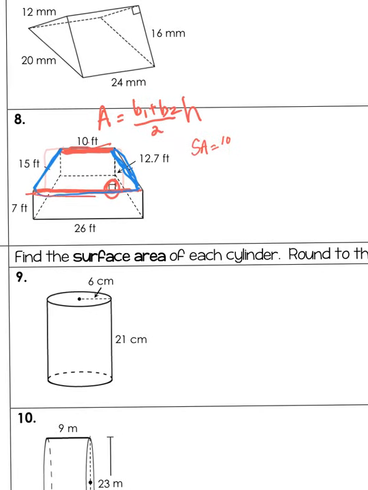10, this one, this whole thing, so plus 26, divide that by 2, times the height, and there's 2 of them, so we'll multiply it by 2. And let's do that math. 10 plus 26 is 36. 36 divided by 2 is 18. So now I have 18 times my height, which they point to right here, times 12.7 times 2.